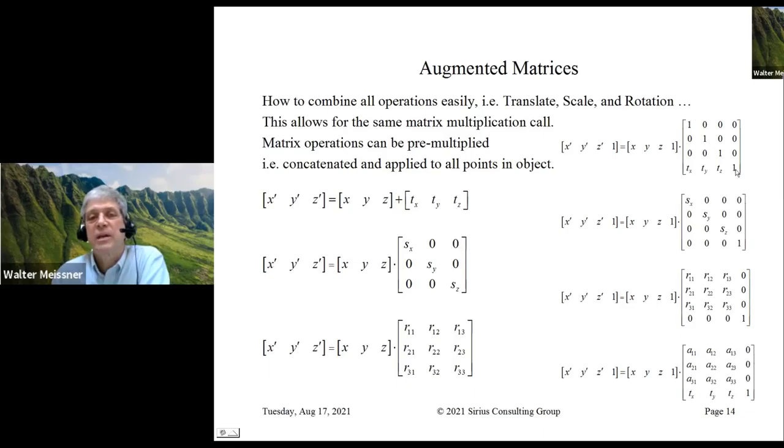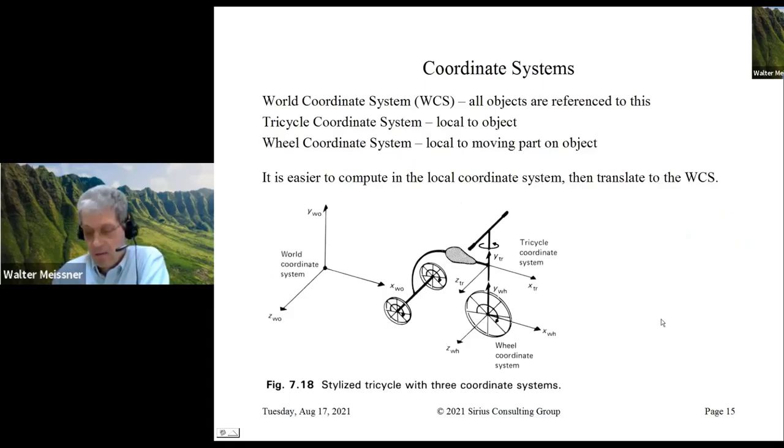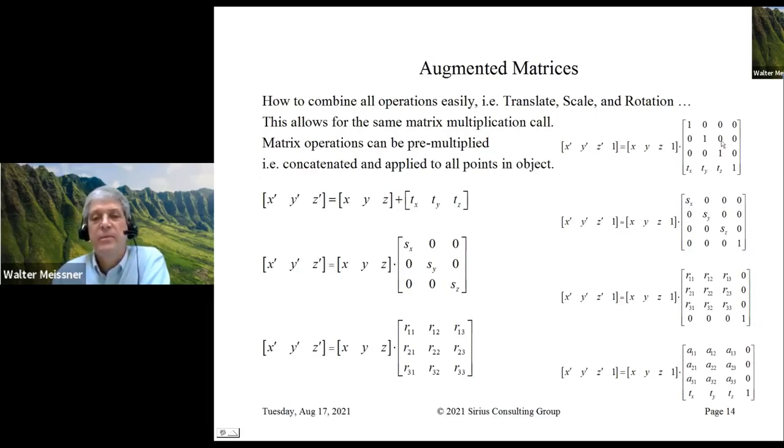And with ones on the diagonal for scaling, the scaling factors are on the diagonal, but since it was extended, they have to put the one here to keep the extra one in the point vectors. And for the rotation, you have the nine rotation values and then the one in the diagonal. And if you multiply everything together, the bottom one is what that would look like.